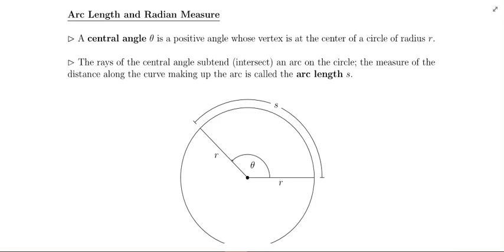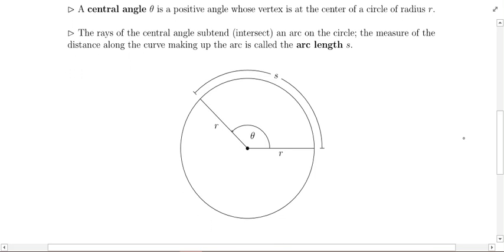It says that a central angle theta is a positive angle whose vertex is at the center of a circle of radius r. So what I have below here is a circle, and the circle has radius r. Remember, radius is the distance from the center of the circle to any point on the circle. So here's your radius. The radius we're saying is r. We don't know a specific number for the radius, and that's okay. We're just looking at this from a generic perspective.